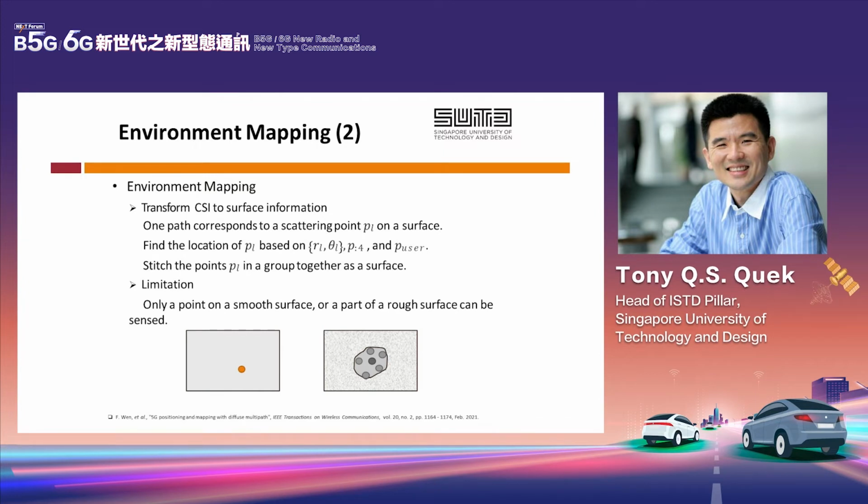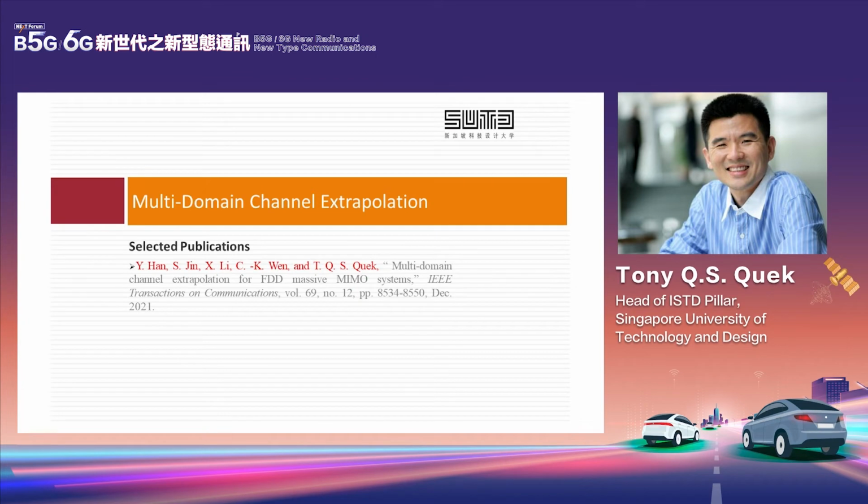One path corresponds to a scattering point on the surface. I find the location based on the path parameters, such as delay τ_L, and the positions of the base station and user, and I stitch the points into a group together as a surface. Of course, the limitation of this approach is that I can only find whether there's a single point on a smooth surface or part of a rough surface. So if you have more information, then I can infer better about the environment mapping. So this gives you a very simple example of how we can use the information from the channel.